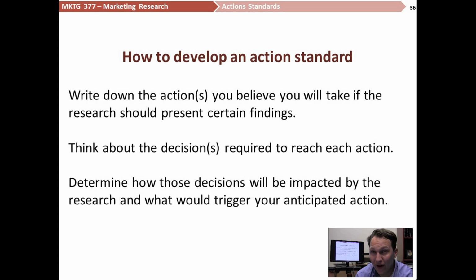So how do you develop an action standard? Well, first of all, it's good to think broadly about the research and to write down the actions that you believe you're going to take if the research should present certain findings. I'll give you a couple of examples here in a moment. Once you've thought about the actions that you might take, think about the decisions that are required to reach each action. So you know what you maybe are going to do. Think about what decision is going to lead you to that point, and write that decision down as well.